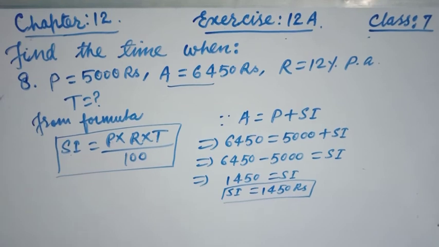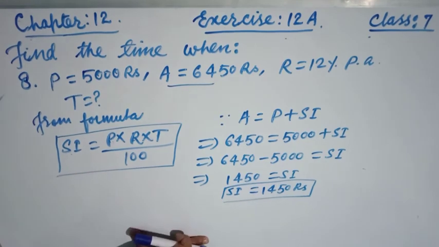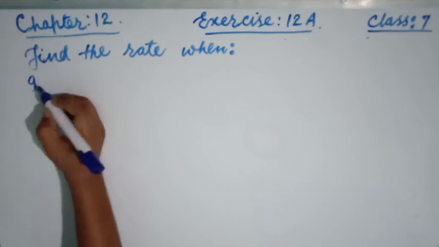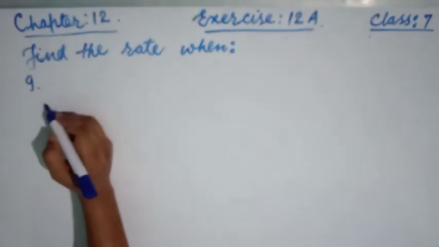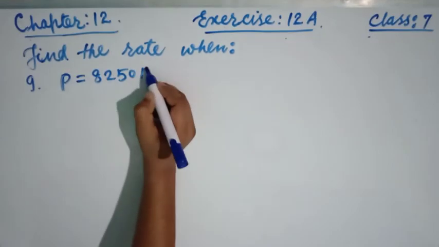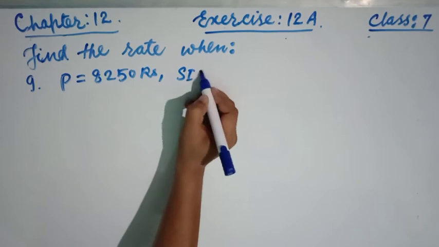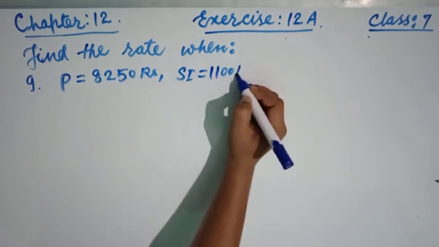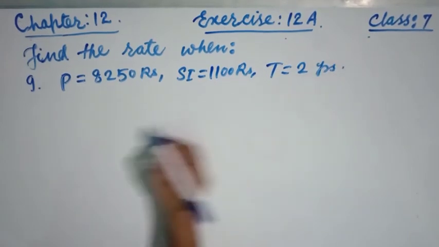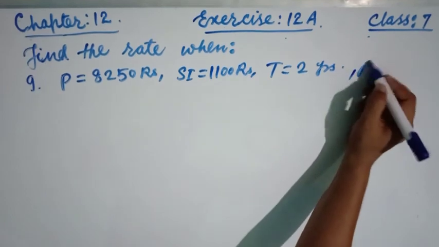I hope, friends, you can solve this sum. Now similarly we can solve question number 9, friends. Question number 9 is very simple. Here question number 9 says find the rate when principal P is equal to 8250 rupees, SI is given as 1100 rupees, and time T is given as 2 years. The same formula is here, friends. We have to find R. R is equal to what?